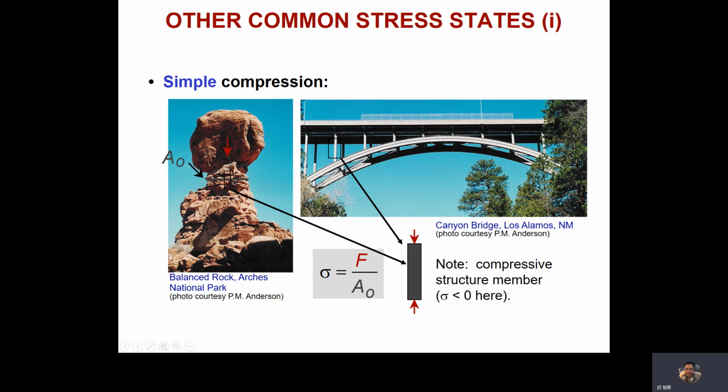And how about this element, this member? What kind of force or stress is applied on it? If you have already learned statics, you must know this type of member is called a two-force member. So what's the characteristic of a two-force member?